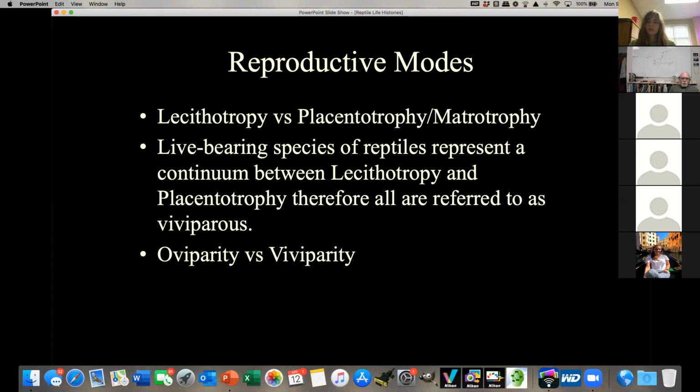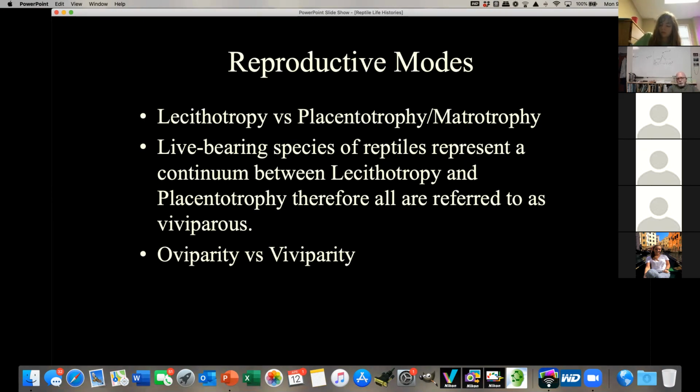So placental reptiles represent, once again, a continuum between these two extremes, but they all give live birth, and so your book refers to all of them as viviparous, and so this becomes this dichotomy between oviparity and viviparity. Much in the same way that we talked about what this continuum is in amphibians, a lot of the difference between oviparity and viviparity has to do with how long eggs are retained in the female. The longer eggs are retained in the female, the more embryonic development happens inside the female, and you're moving away from oviparity towards viviparity on this continuum.